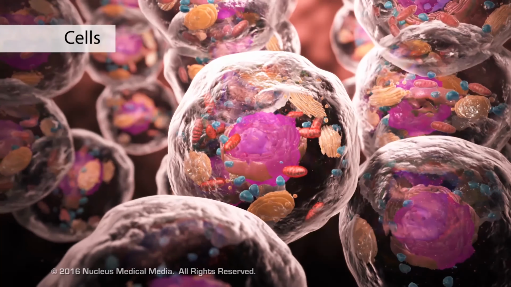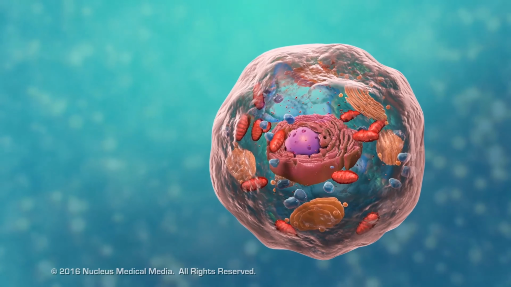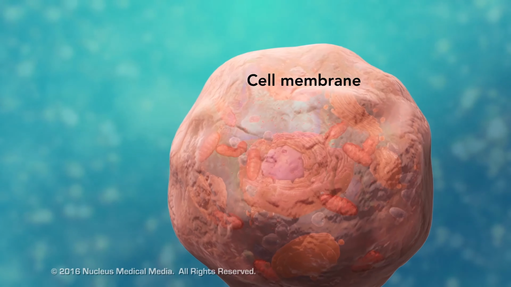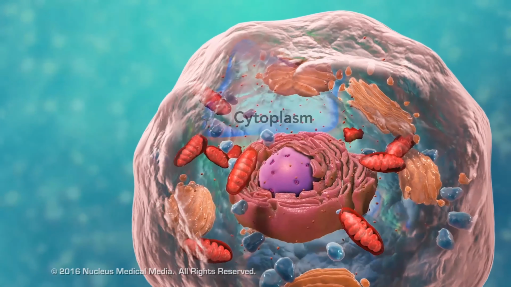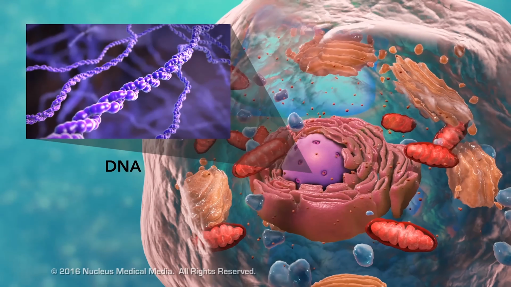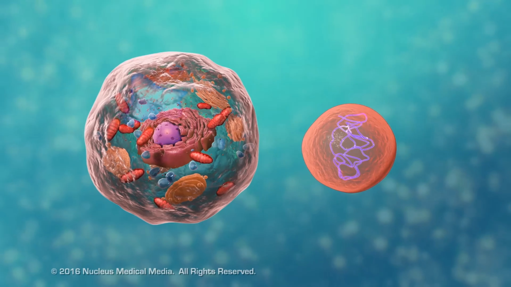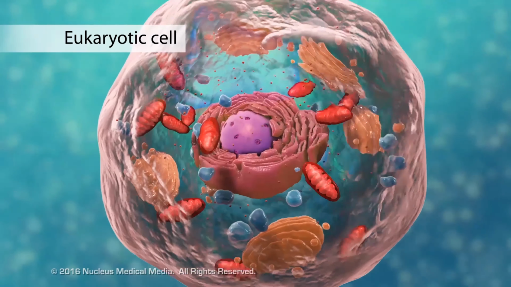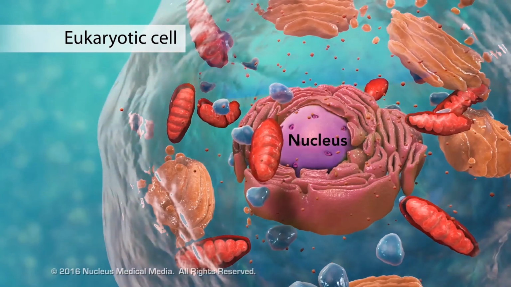All cells have three things in common, no matter what type of cell they are. All cells have a cell membrane, which separates the inside of the cell from its environment, cytoplasm, which is a jelly-like fluid, and DNA, which is the cell's genetic material. There are two broad categories of cells. The first category is eukaryotic cells. They have organelles, which include the nucleus and other special parts.